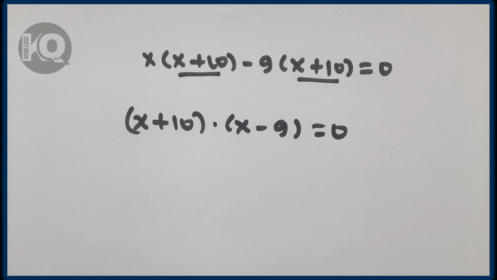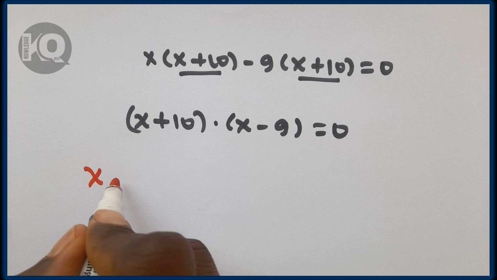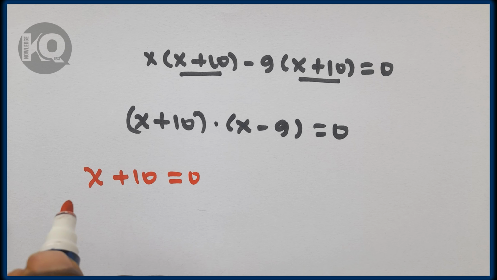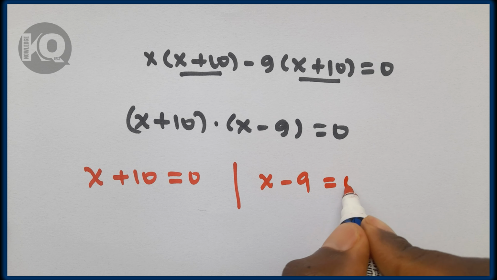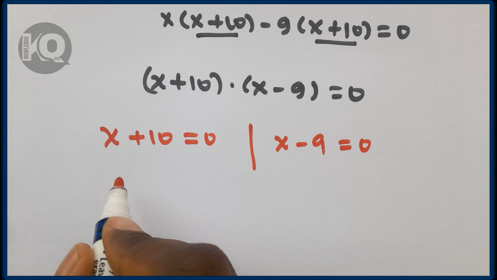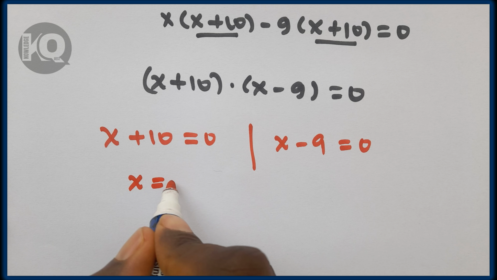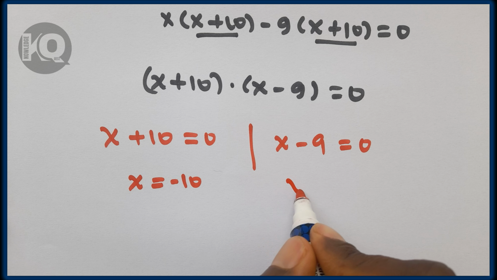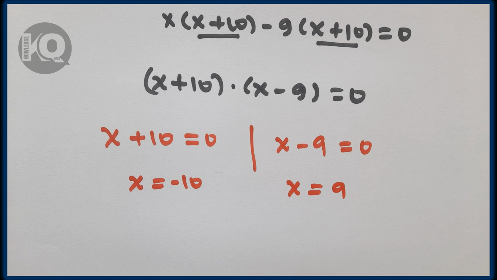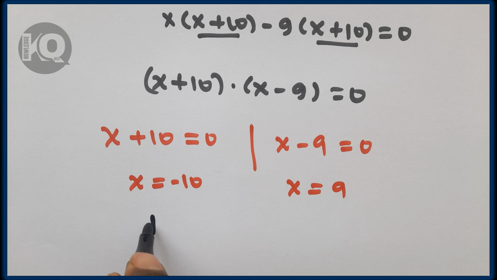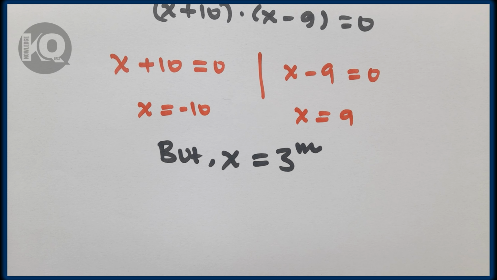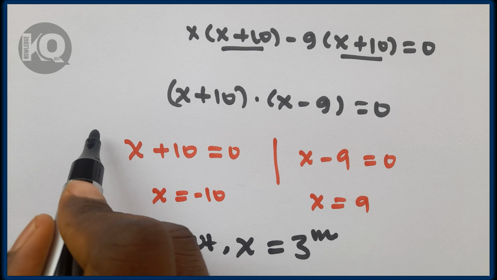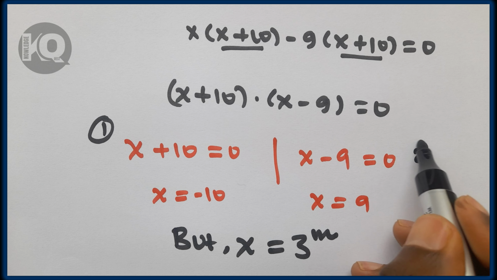So we have two possibilities. The first one is x plus 10, which is equal to 0, by using the zero product property, and the second will be x minus 9, which is equal to 0. So from here x will be minus 10, and from here x will be 9. But we have x equal to 3 to the power of m, because our intention is to find the value of m. So let's say this is case 1, and this is case 2.